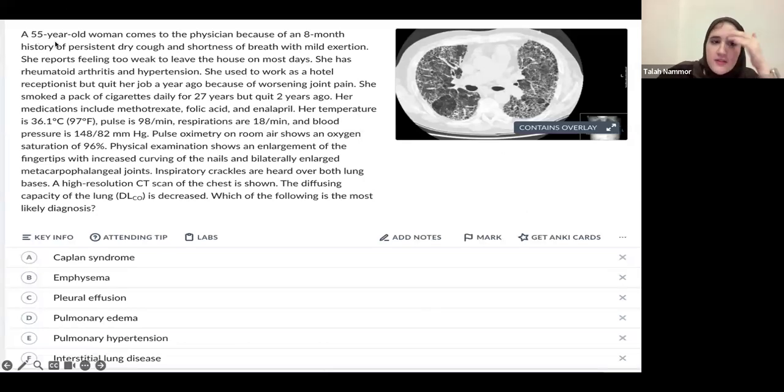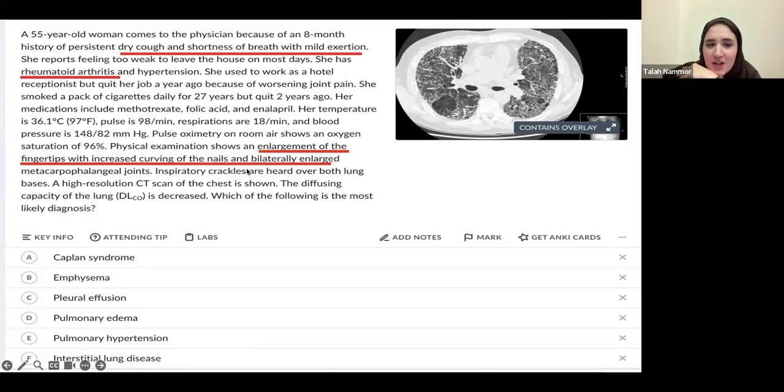A 55-year-old woman comes to the physician because of an 8-month history of persistent dry cough and shortness of breath with mild exertion. So we have dry cough and shortness of breath. Okay? She reports feeling too weak to leave the house on most days. She has rheumatoid arthritis and hypertension. This is clearly F. You're right. So we have enlargement of the fingertips with increased curving of the nails and bilaterally enlarged metacarpophalangeal joints, and we have inspiratory crackles.